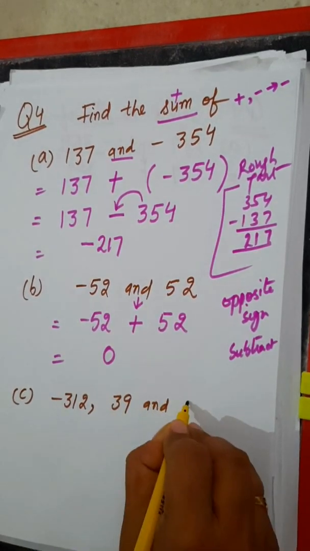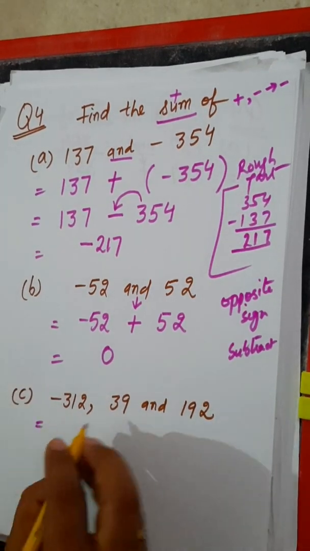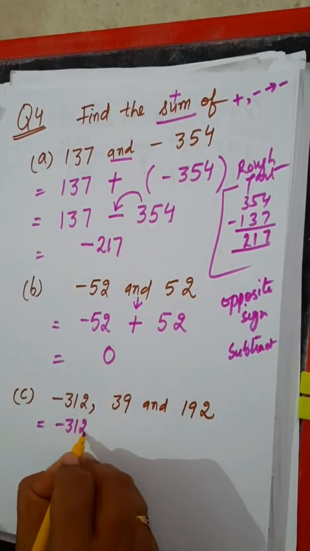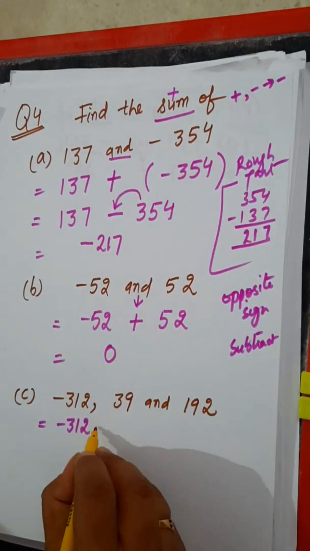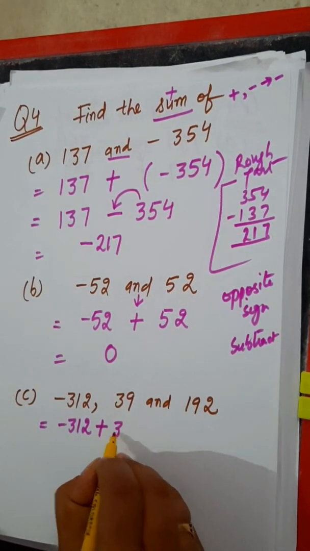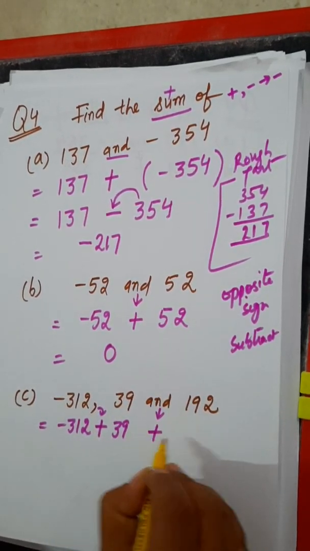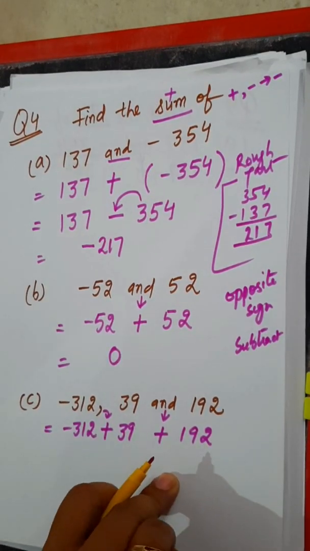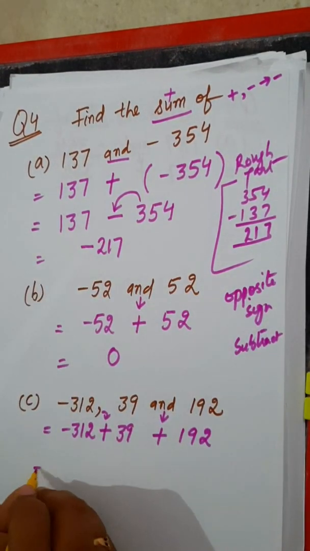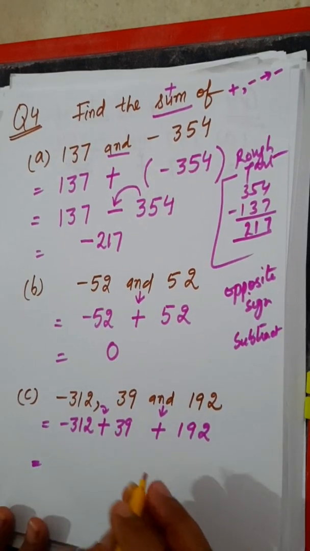39 plus 192. So my first step, I will write minus 312 as it is. Question is find the sum. So instead of this comma, I will write plus 39, and this add, I will write plus 192. Why am I using the operation of plus? Because here the question is find the sum. Now in this case we have three different numerical values.